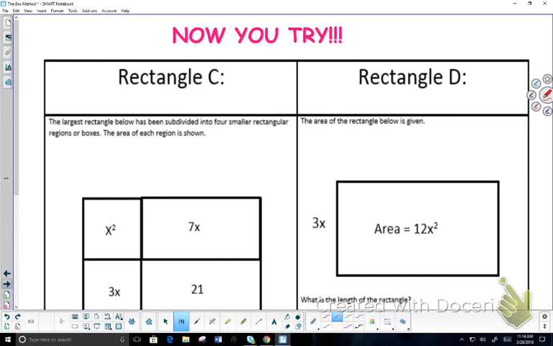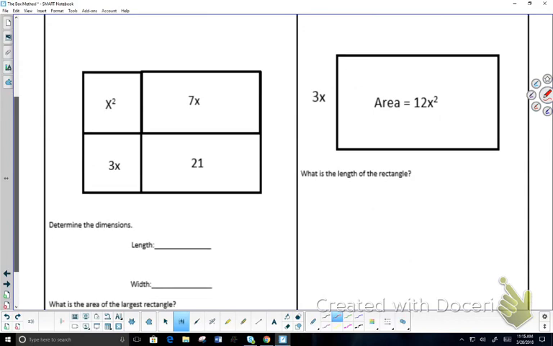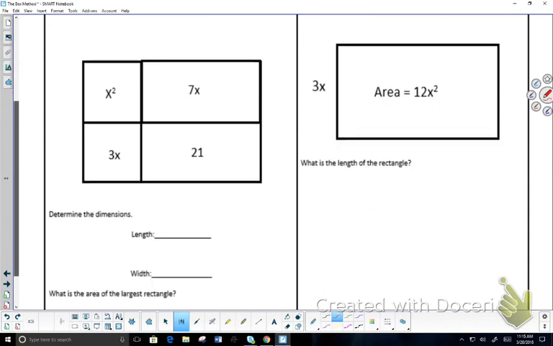We'll go first. X squared. Questions, problems with these? No. We got x plus 7, x plus 3. Yep. X squared plus 10x plus 21. Yes. Over there we got 4x. Yes. Okay, good.